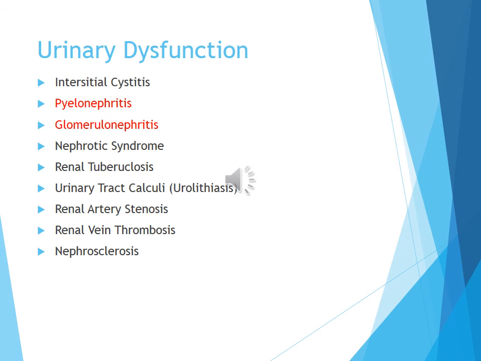Glomerulonephritis, remember that one way indicator of this is if in the history they ask if they've had a recent strep throat. That is a huge indicator of somebody that has glomerulonephritis. Then you have nephrotic syndrome, renal tuberculosis, urinary tract calculi or the stones, and then the last three.